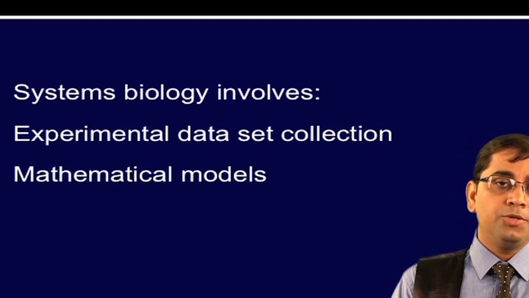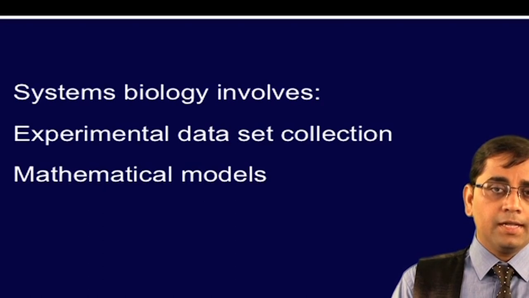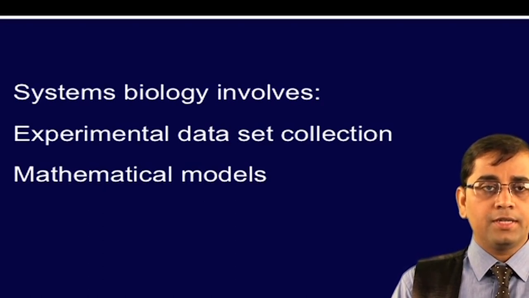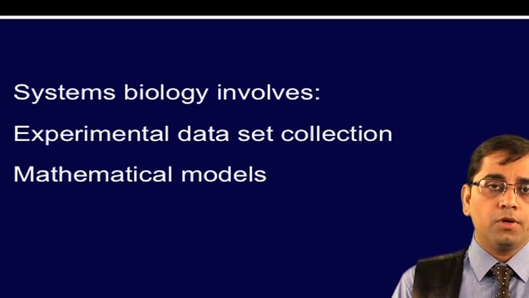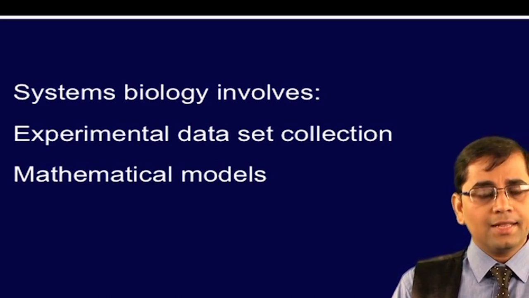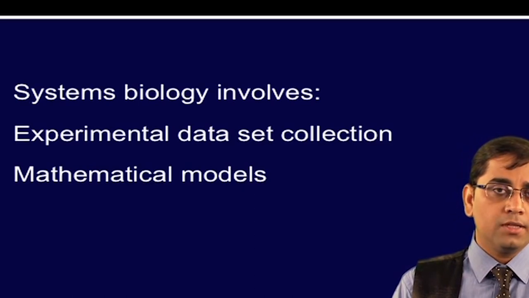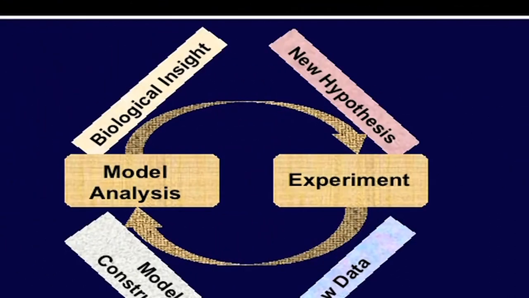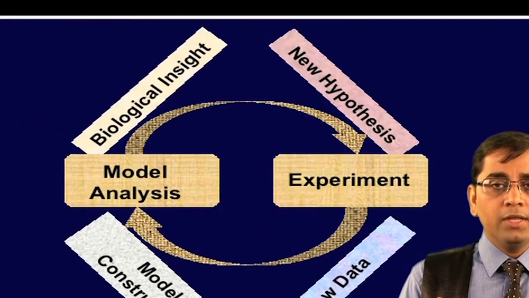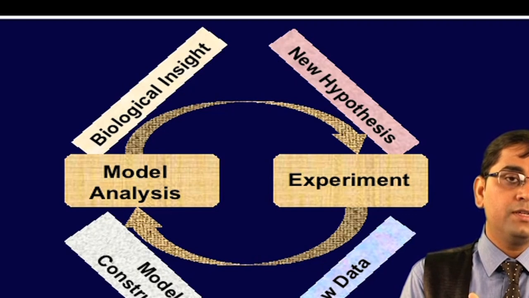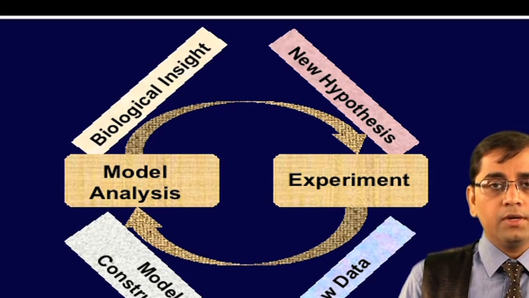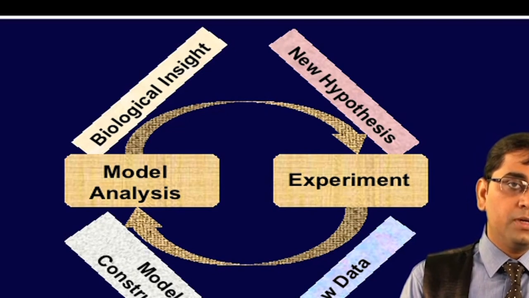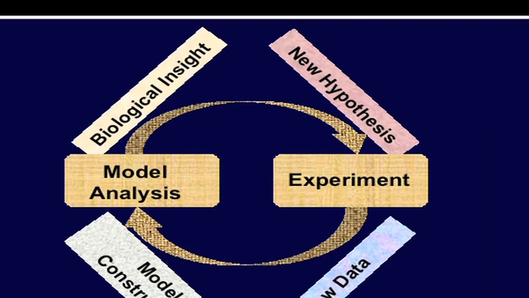The simple systems biology approach would involve experiments by adding new data sets, which will be used for model construction and model analysis. And the biological insight derived from these models could be used to propose new hypotheses. The properties of systems are probably more than just the sum of all of its individual components. Therefore, it is possible that a system may have its own property by applying all the components.